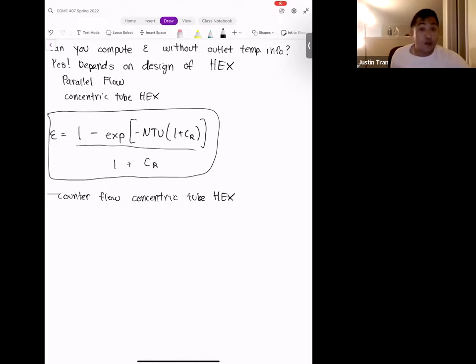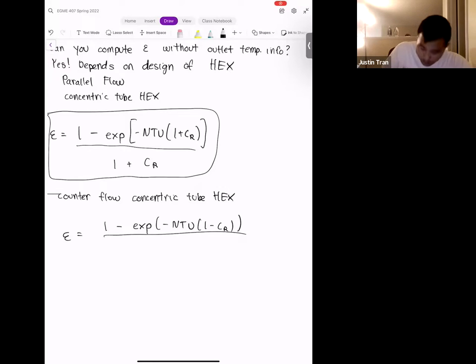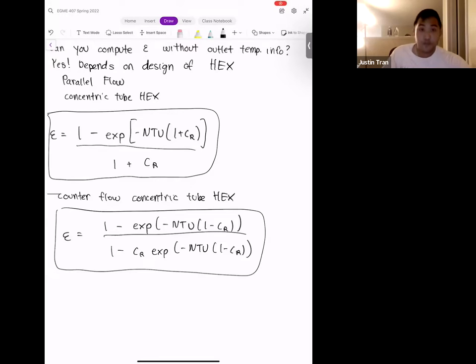If you have a counterflow concentric tube heat exchanger, your effectiveness is given by the following. The effectiveness is equal to 1 minus exponential of minus NTU times (1 minus CR), all divided by 1 minus CR exponential of minus NTU times (1 minus CR).